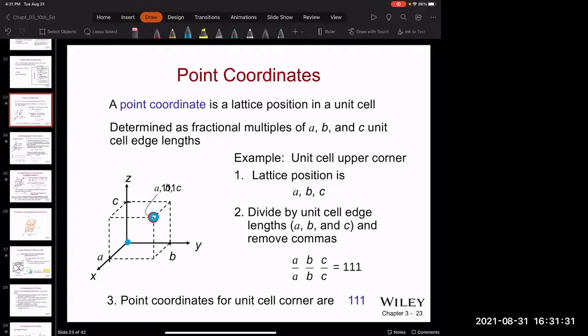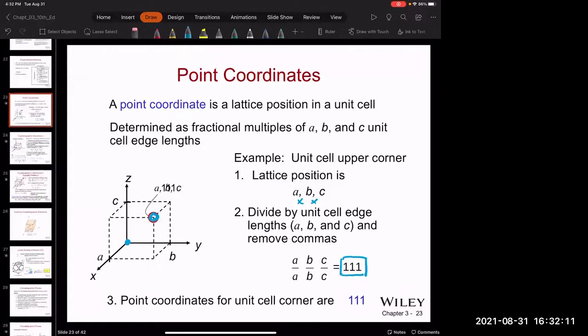So the coordinate of this point, or the point A, is going to be 1 unit out of the paper, 1 unit to the right, 1 unit to the top. But we don't write 1, 1, 1 with commas. Instead, we write 111, like this one here. We don't put commas. This is just a convention when we define the coordinate of a point, and we use 3 digits.